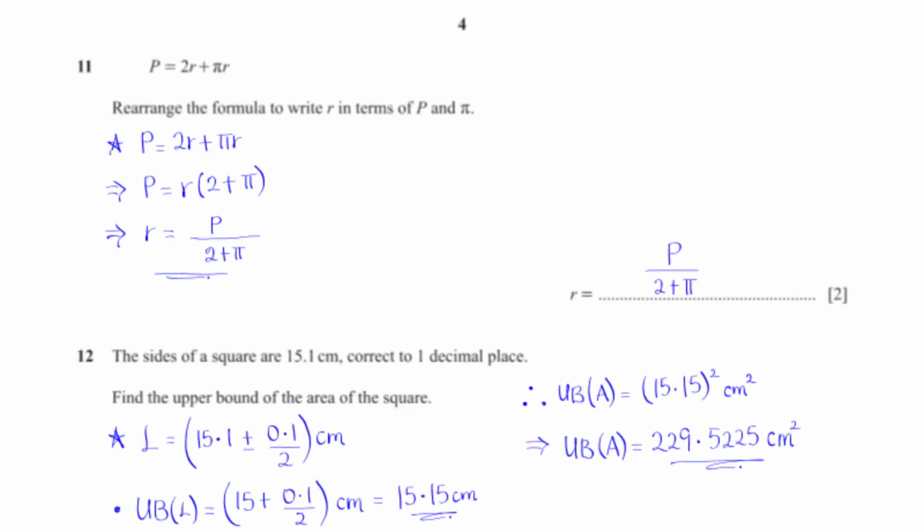P is equal to 2r plus pi r. Rearrange the formula to write r in terms of p and pi. In the first step, we need to factor out r. And when we do this, we are left with 2 plus pi. When we make r the subject, 2 plus pi goes to the other side to divide. And so we are left with r equals p divided by 2 plus pi.